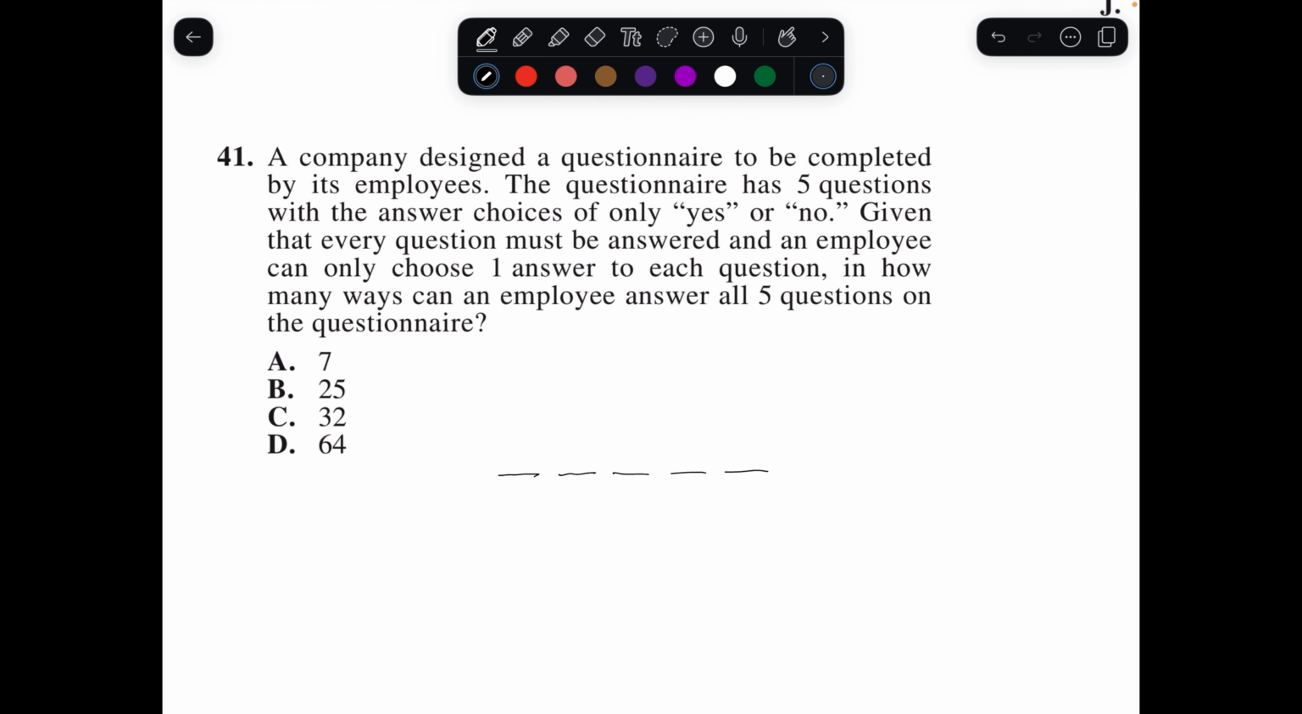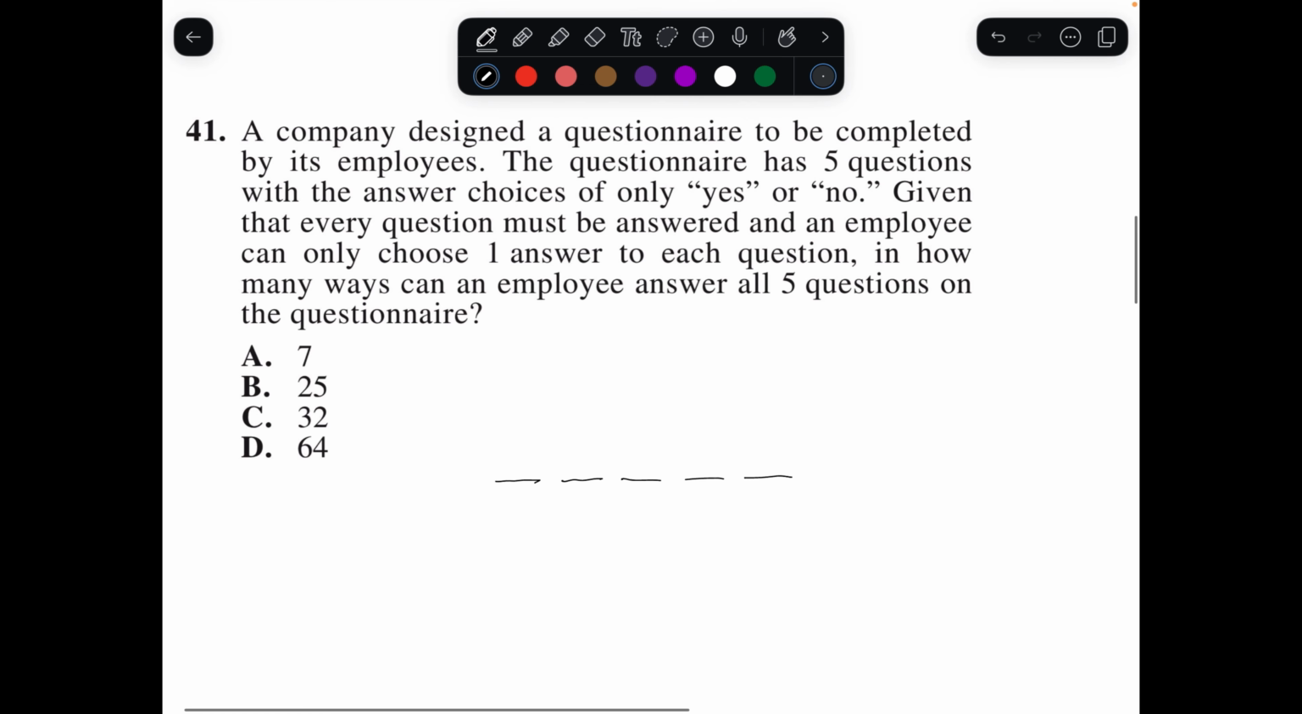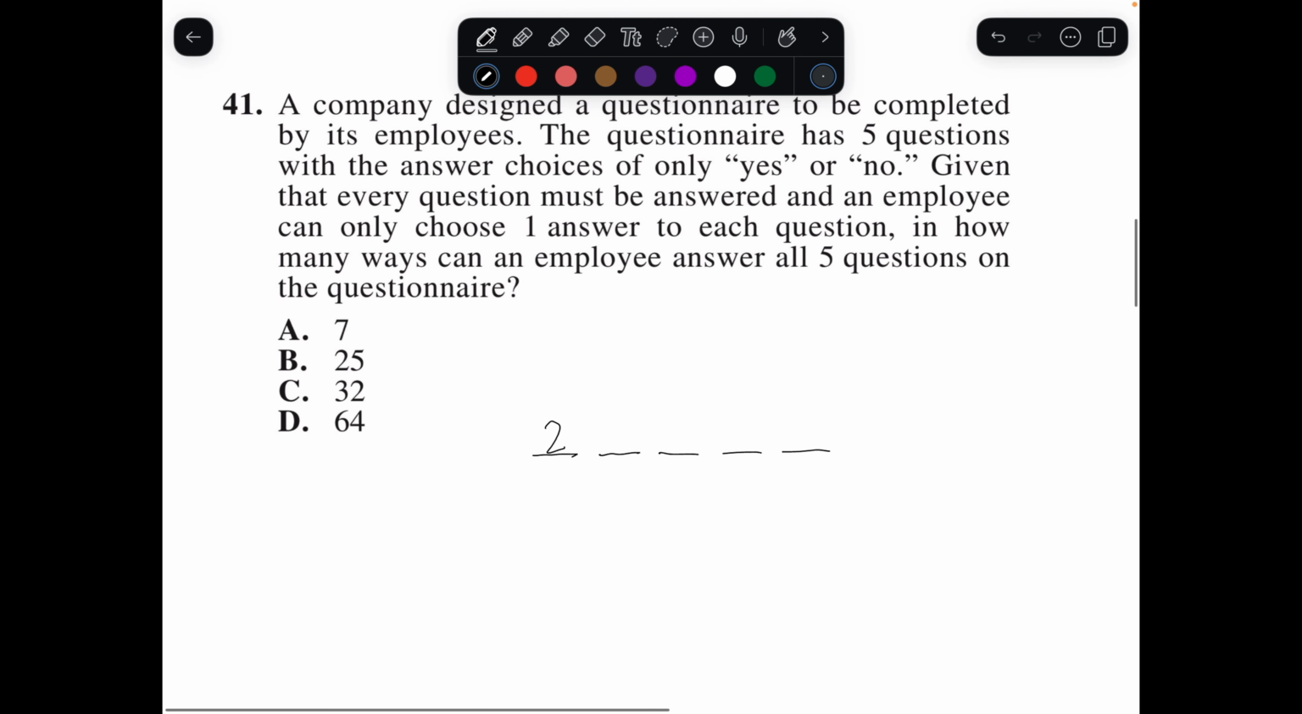So for the first question, we have 2 choices, right? Yes or no. So let's put a 2 here. For the second question, we also have 2 choices, right? Yes or no. We have 2 choices for all the questions. And it's asking us how many ways can an employee answer all 5 questions on the questionnaire. Well, for the first question, there's 2 ways. For the second question, there's 2 possible ways. For the third question, there's 2 possible ways. And for the fourth and fifth question, there's also 2 possible ways.